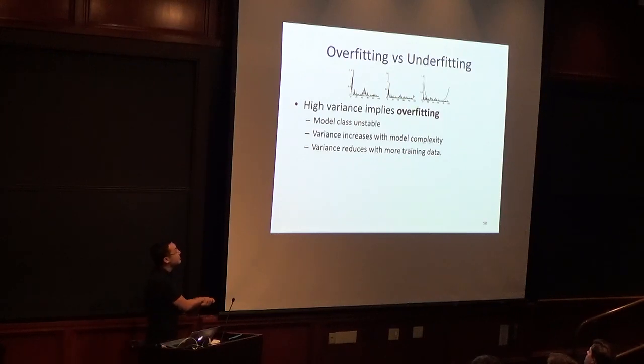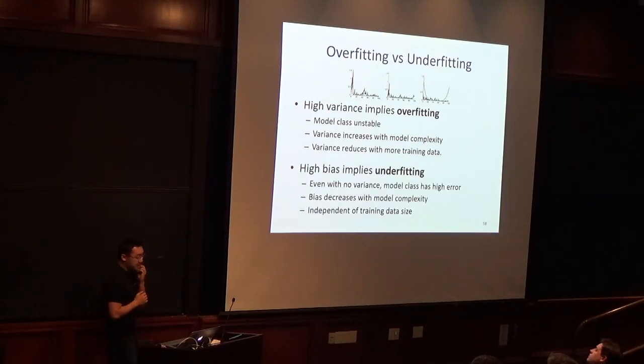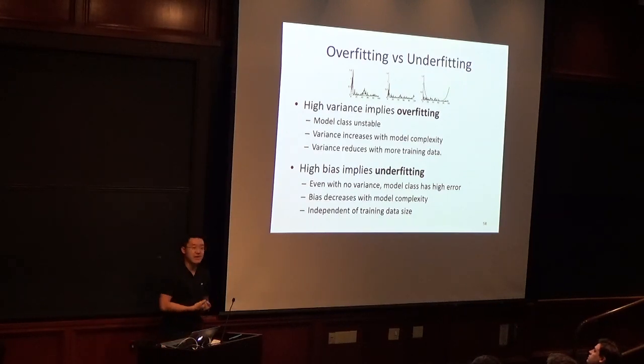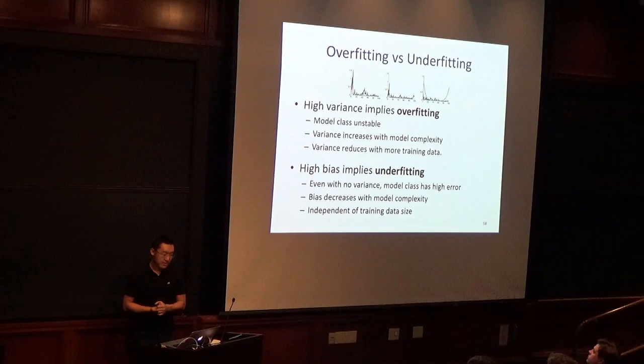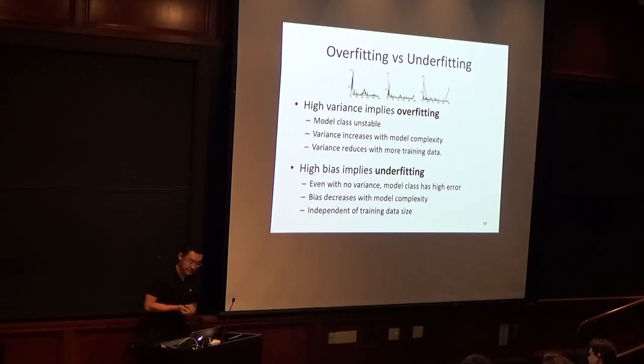Variance increases as your model class complexity increases, so the cubic model class is higher variance than quadratic, which is higher variance than linear. Variance reduces as you collect more training data. High bias implies underfitting. Even with no variance, even with infinite training data, the model class will still have high error, as is the case for the linear model class. Bias decreases with model complexity, and to a first order approximation is independent of training data size.